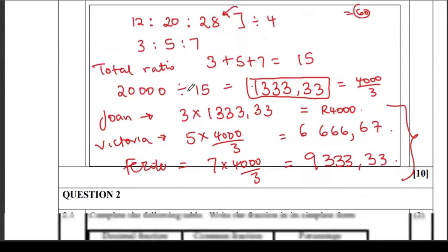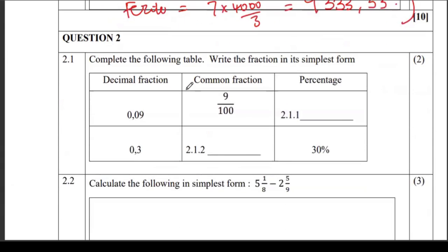Question number 2, which is on common and decimal fractions. Complete the following table. Write the fraction in its simplest form. So the decimal is this, the common fraction is that, and then what is the percentage? For the percentage, multiply this by 100. So this 100 cancels this 100, we have 9%.